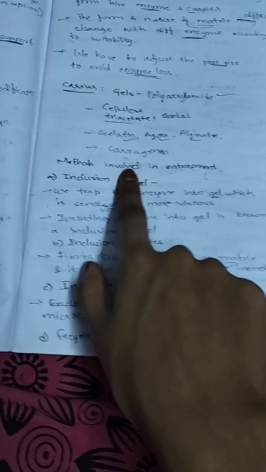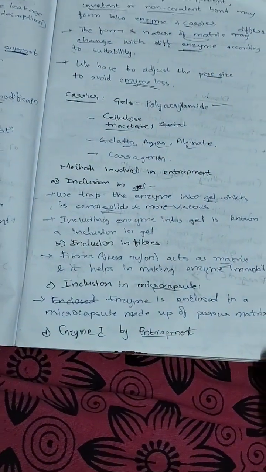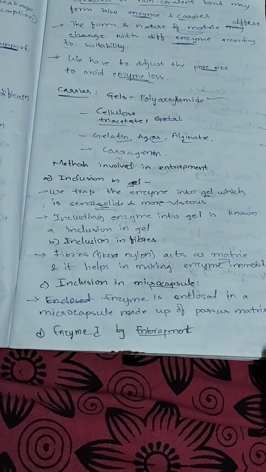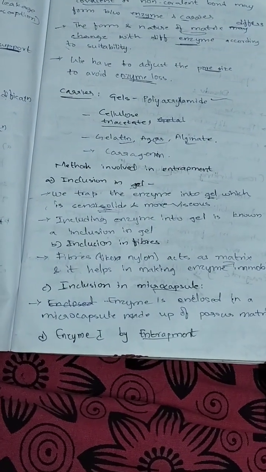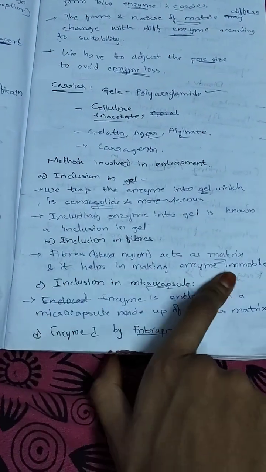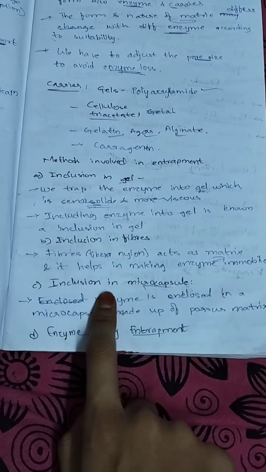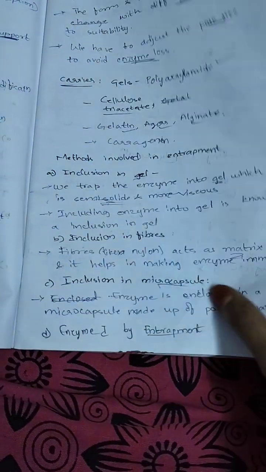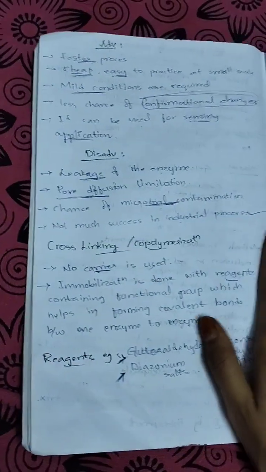Immobilization by entrapment. First is inclusion in the gel. A semi-solid gel is used in which the enzyme is included. In a fibrous matrix, enzyme immobilization happens. The microcapsule encloses the enzyme and causes enzyme immobilization.